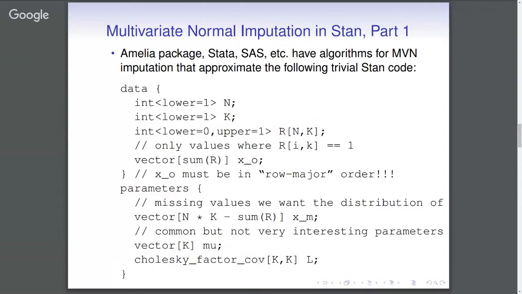L is the Cholesky factor of the covariance matrix in the multivariate normal distribution. Yes?